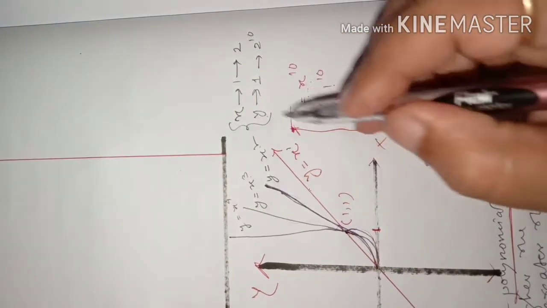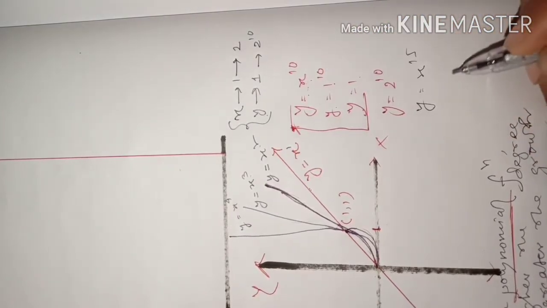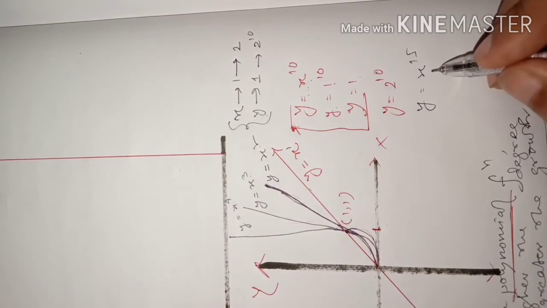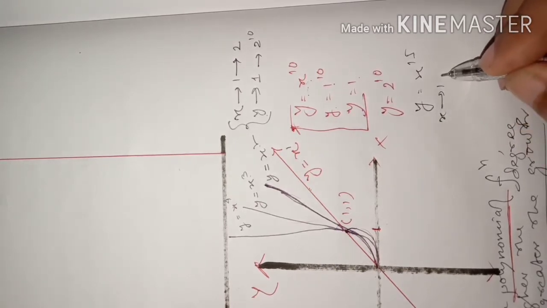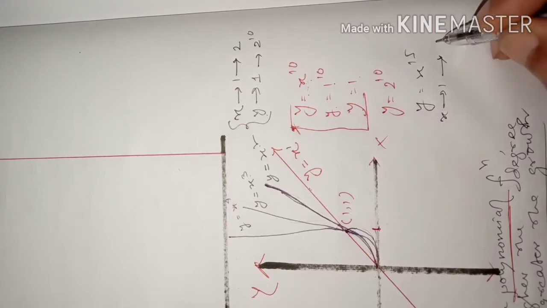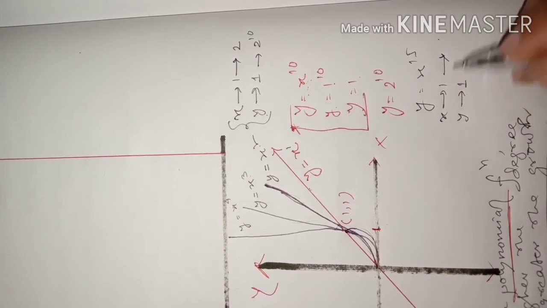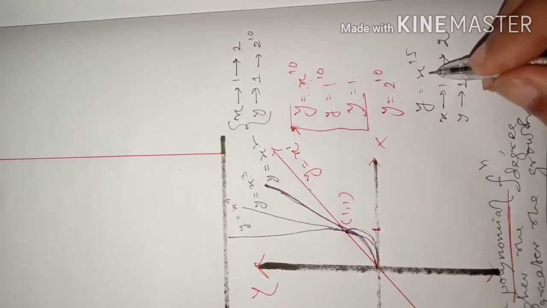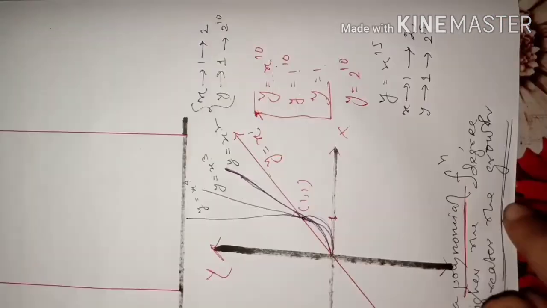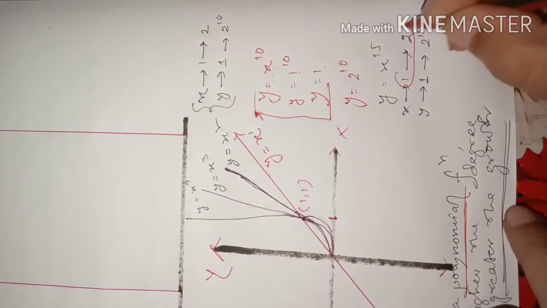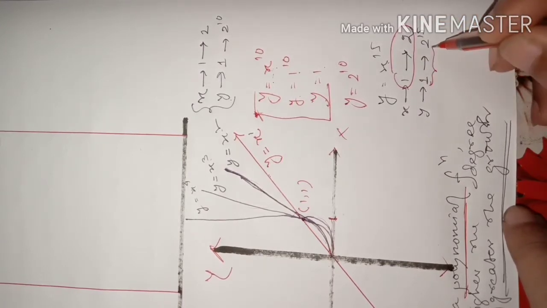Now the same thing we do with another function, say y equals x to the power of 15. See, when x is equal to 1, y will also be equal to 1. If x is equal to 2 here, then y will be equal to 2 to the power of 15. When x is changing from 1 to 2 in this function, y is changing from 1 to 2 to the power of 15.